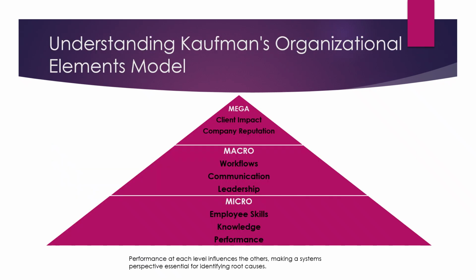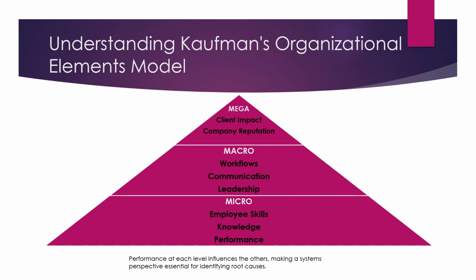Understanding Kaufman's organizational elements model. Before applying the model, it's important to understand that it has three levels. At the micro level, the focus is on individual employees, including their knowledge, skills, and overall performance. At the macro level, it looks at the organization itself, including communication, workflows, leadership, and organizational processes.